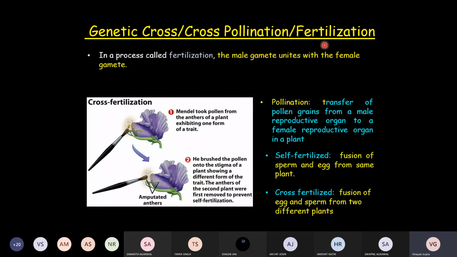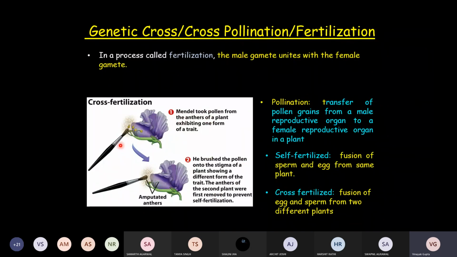So there are two types of fertilization which are possible in plants. One is self-fertilization. Self-fertilization means fusion of sperm and egg from the same plant. That is a natural process which can happen in the pea plant. Second one is cross-fertilization. Cross-fertilization means you are taking the male gametes from a plant and transferring those male gametes to a second plant. That is cross-fertilization. And that is what Mendel actually used to do.